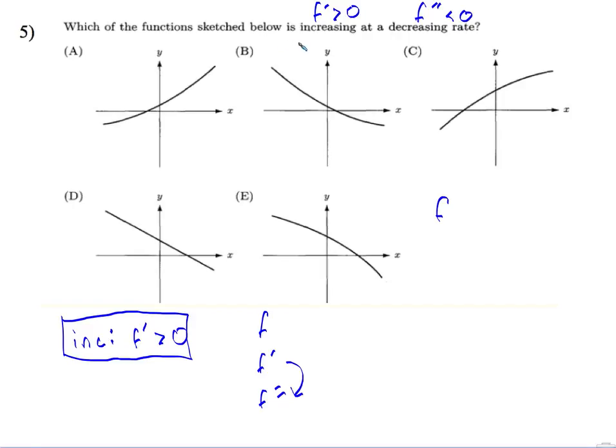Which of the functions sketched below is increasing at a decreasing rate? So I'm interpreting increasing as the rate, and then this is the rate of the rate, which is the double derivative. So decreasing means what? Decreasing means it's less than 0. But how I analyze the structure of the sentence, decreasing rate, I'm assuming that the rate of the rate is the double derivative.